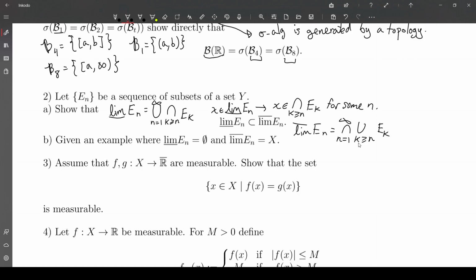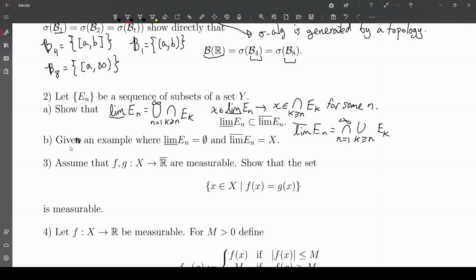And so the goal here is to show that the lim inf is a subset of the lim sup, which is pretty much just a set theory argument. Then B, well, there's a typo. B says give an example where the lim inf is empty and the lim sup is the entire set. So I'm assuming that my teacher kind of makes a lot of typos.